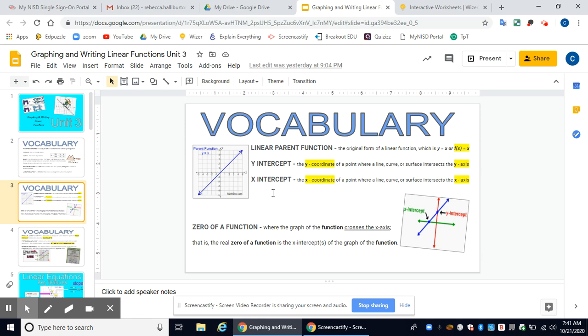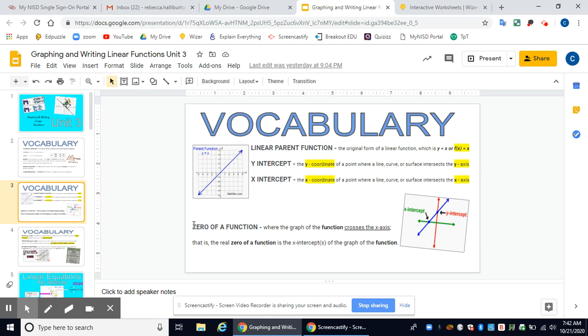Same thing, but this time we're going to talk about an x-intercept. So that's the new piece of this year. The x-intercept is the x-coordinate of the point where the line crosses the x-axis. So now the x-axis runs left to right. So that's what you're looking for. And then here's just a visual picture for you. The x-intercept is where it crosses the x-axis, and the y-intercept is where it crosses the y-axis.